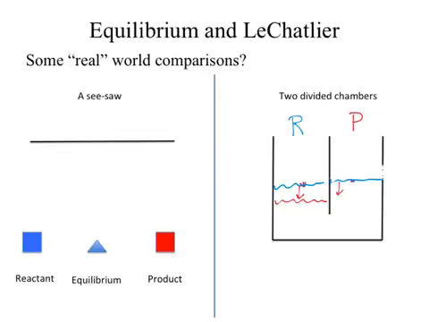Somebody else started to suggest something else before I started drawing that one. Add to the products. What happens if I put more products in?